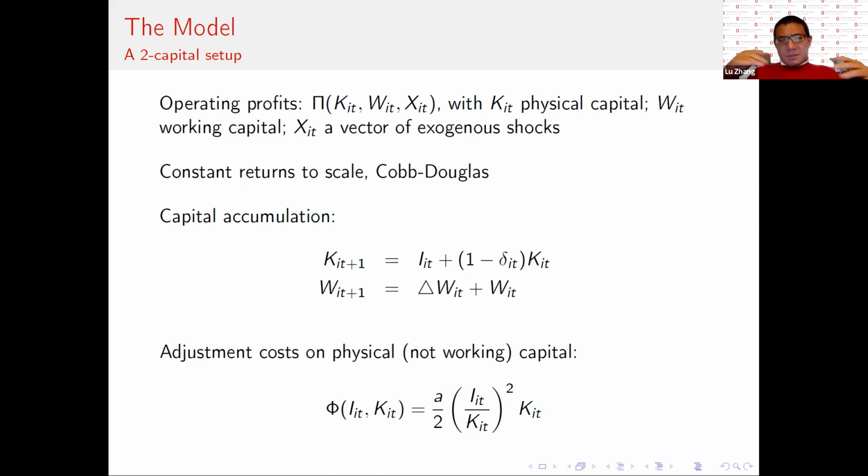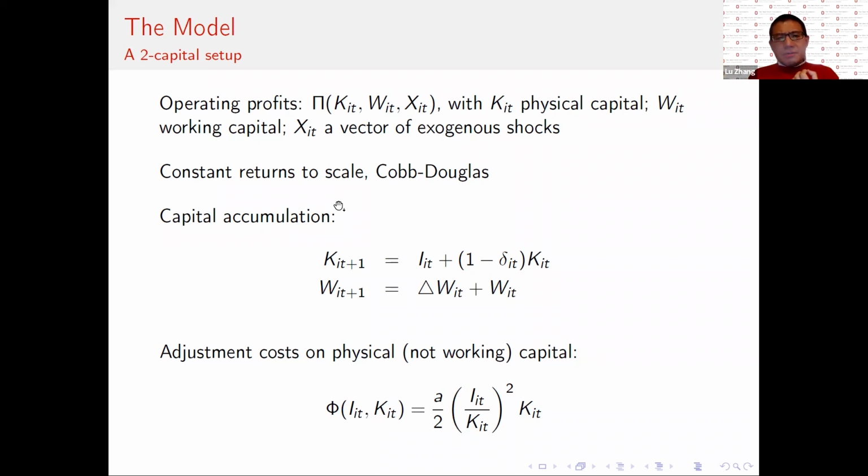So in this paper, we introduce working capital. In addition to physical capital, this is PP&E, we also have working capital: cash, accounts receivables, and inventory. These are the three major components of working capital. That's K and W, and X is a vector of exogenous shocks that the firm takes as given. This includes some aggregate shocks, industry-specific shocks, and firm-specific shocks.